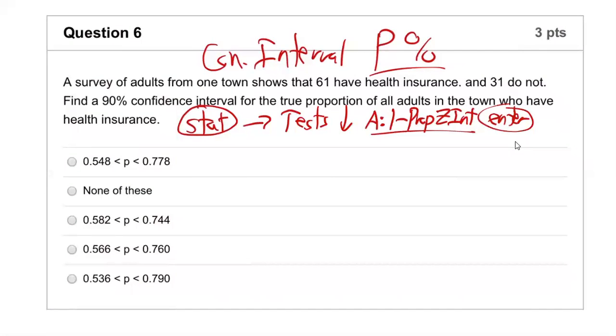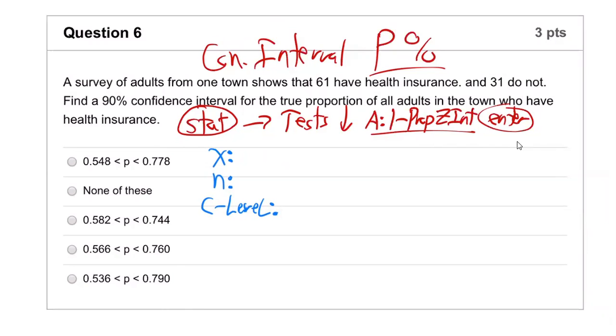Beautiful. So when I do that, I get on my screen X, N, and C-level. Okay, so what's X? Ooh, this is a little tricky. Is X 31? Well, this is where you can be fooled. Does everybody hear me on this one? It's not the 31. It's not the 61. It's tricky. How do we know?